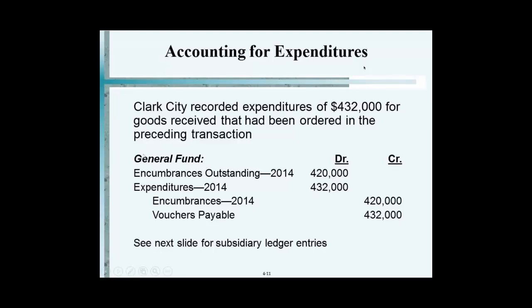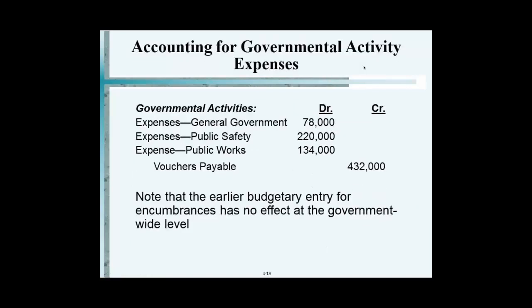Same transaction now being recorded under accrual basis. Instead of expenditures, what do we have? Expenses. And instead of just having one line expense, they actually divided it so it makes it easier to allocate it to the function. And again, notice encumbrance has no effect at the government-wide level. We don't recognize that because it's a budgetary account.